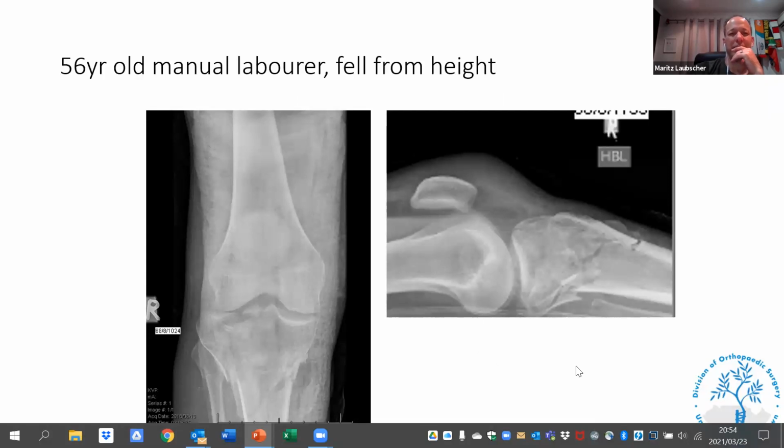Thanks. Okay, so this is another one. A 56-year-old manual laborer fell from a height. Kirsty.